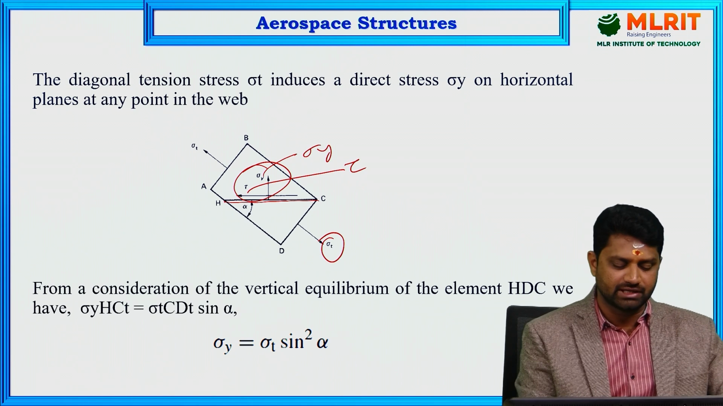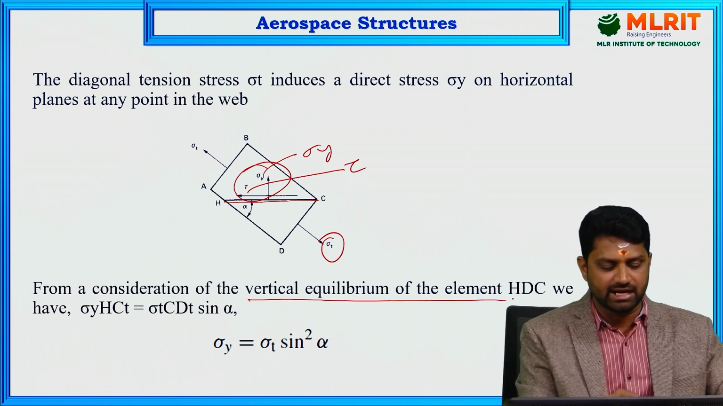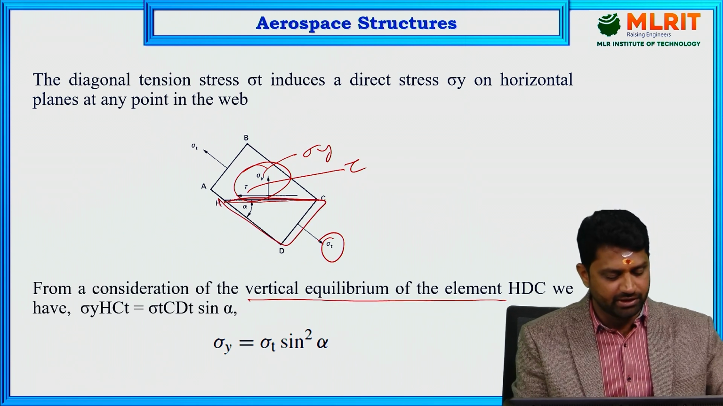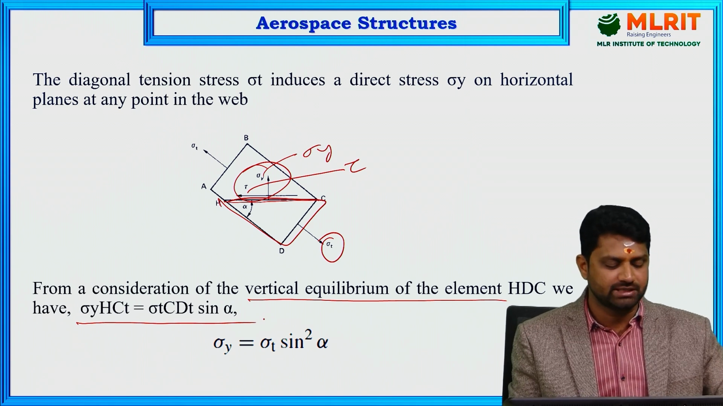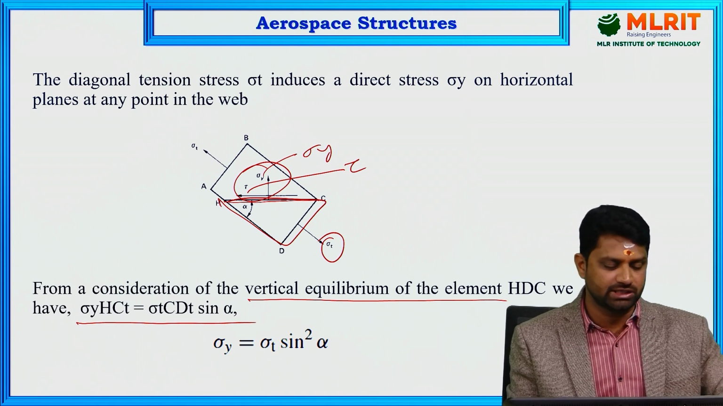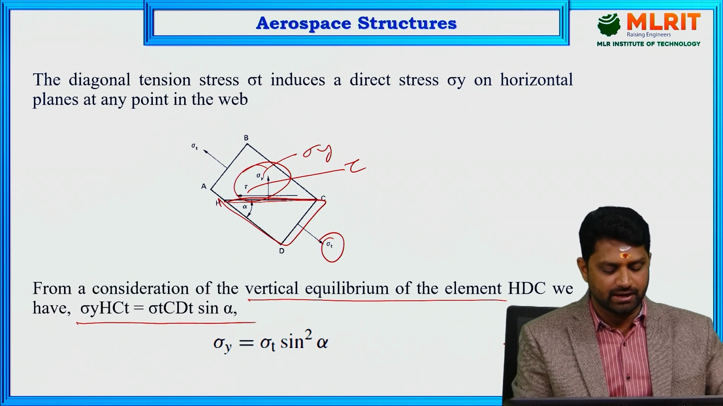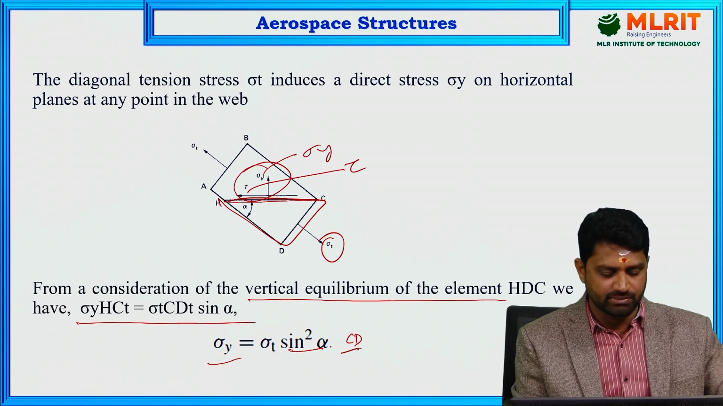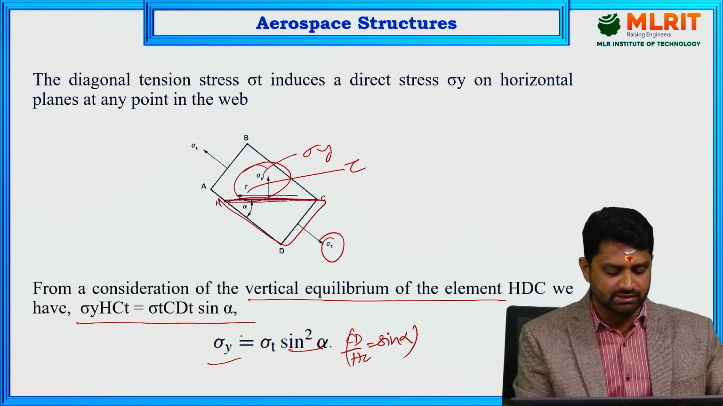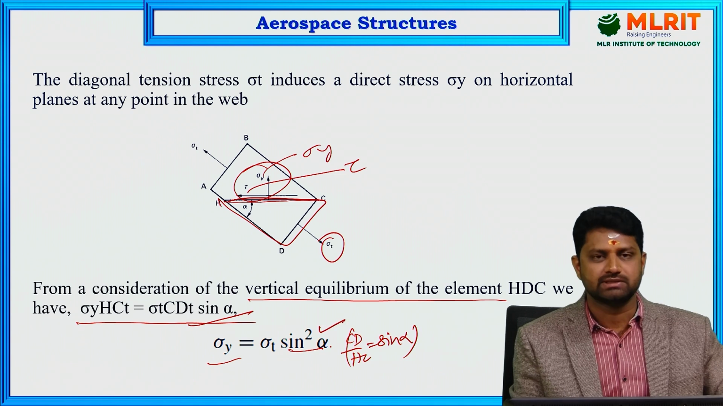First we consider the vertical equilibrium of the element HDC, and you get sigma y into Hc into T equals sigma T into Cd into T into sin alpha. From this, sigma y equals sigma T into sin alpha into Cd by Hc, which again is sin alpha, so one sin alpha with the other sin alpha becomes sin square alpha.